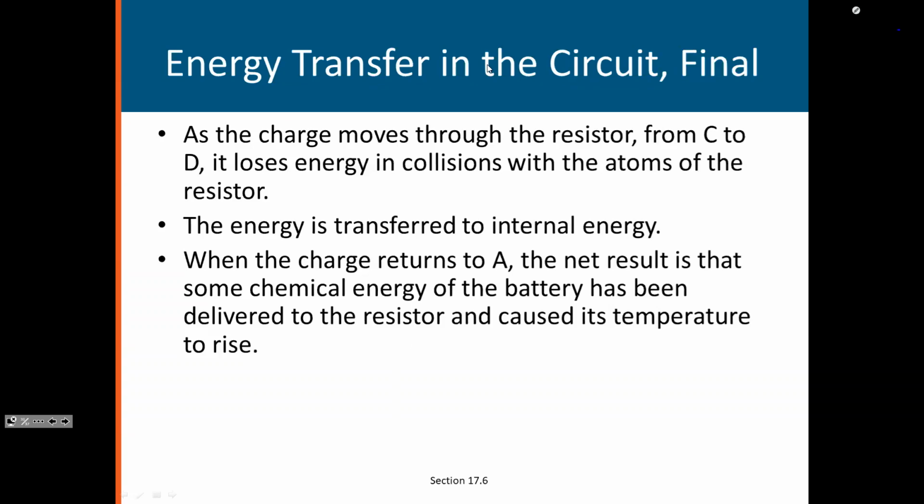Now, as the charges move through the resistor, from C to D, it loses energy in collision with the atoms of the resistor. The energy is transferred to the internal energy of the resistor as thermal energy. When the charge returns to A, the net result is that the chemical energy of the battery has been delivered to the resistor and causing its temperature to rise.